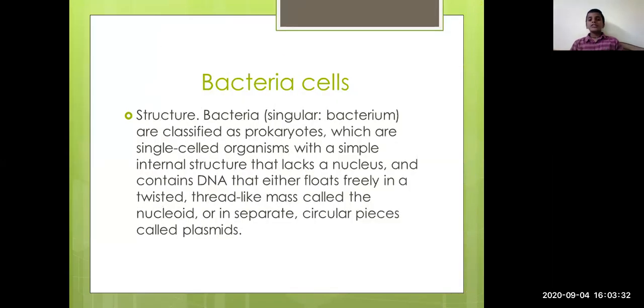Bacteria cells, structure. Bacteria, singular bacterium, are classified as prokaryotes, which are single-celled organisms with a simple internal structure that lacks a nucleus and contains DNA that either floats freely in a twisted thread-like mass called a nucleoid or in separate circular pieces called plasmids. A bacteria cell is an example of a prokaryote.